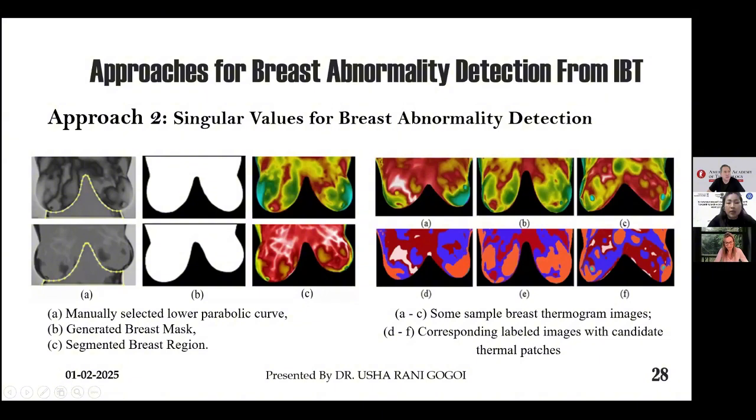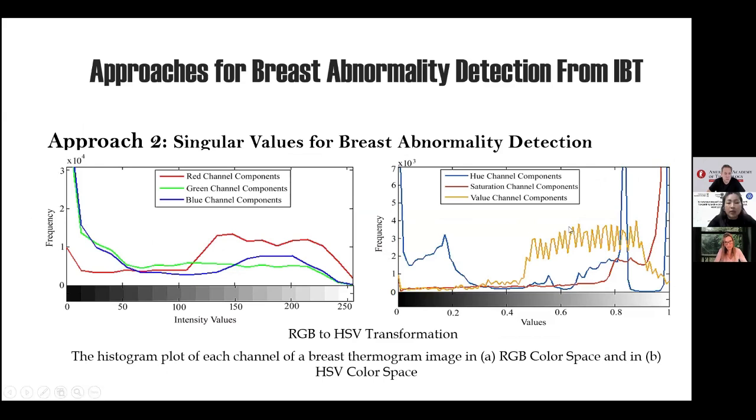So what I have done is convert the image from RGB to the hue saturation value channels, and I found that in the hue saturation value, the saturation channel is giving a higher intensity value compared to the other channels.